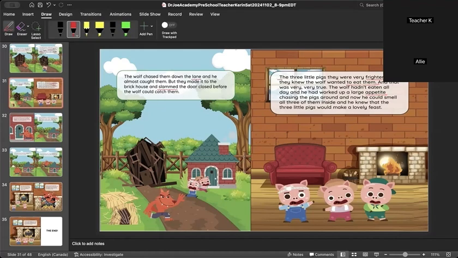The wolf hadn't eaten all day, and he had woken up with a large appetite. He looked around at the pigs, and now he could smell all three of them inside, and he knew that the three little pigs would make a lovely feast. A lovely feast. All right, next one.